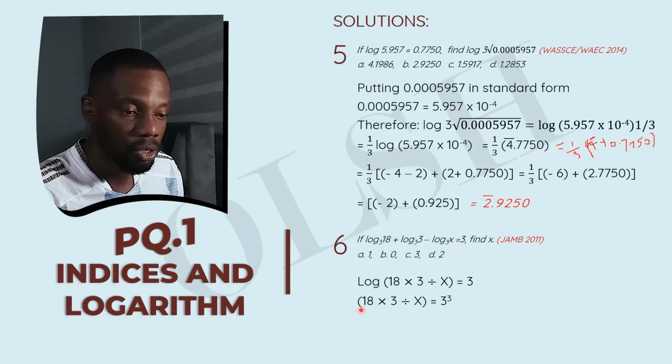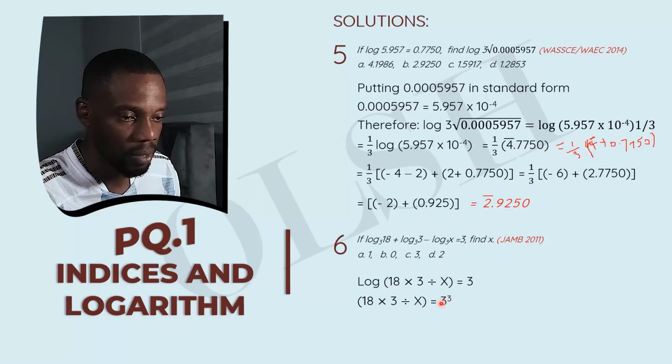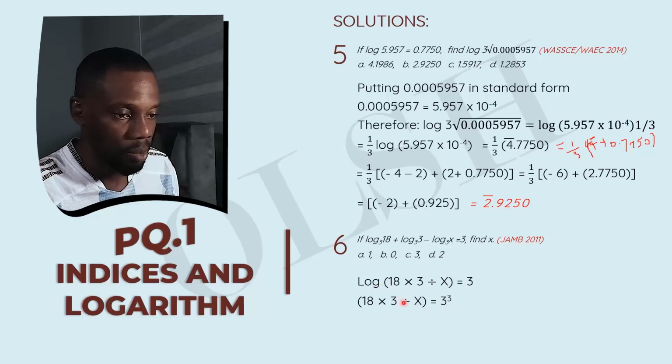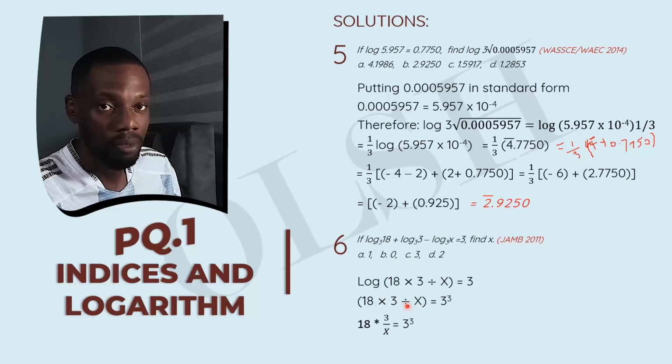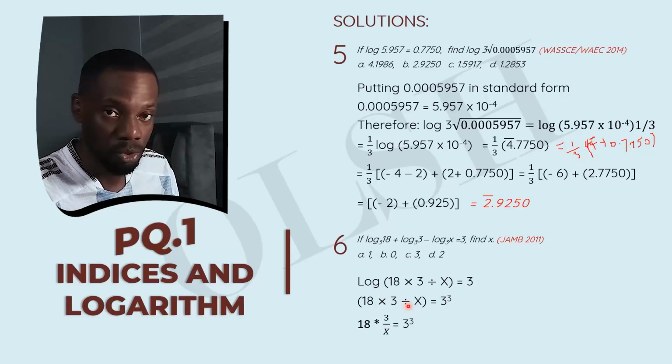We know from the laws of logarithm that this is the same as this. This 3 here comes from the base, and this 3 here that is now a power comes from this. So we have 18 times 3 divided by x equal to 3 raised to the power 3, and we've lost the log. So to simplify this, we have to remember BODMAS, and from BODMAS, we have division before multiplication.